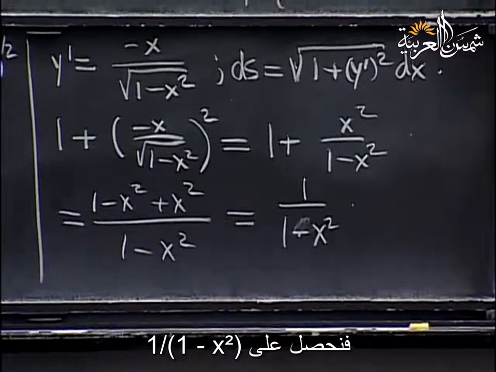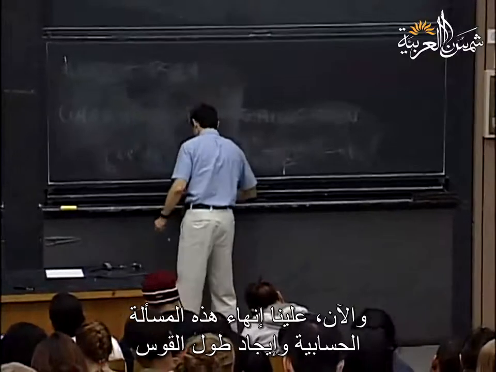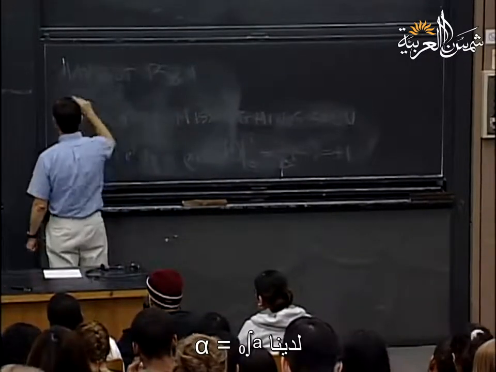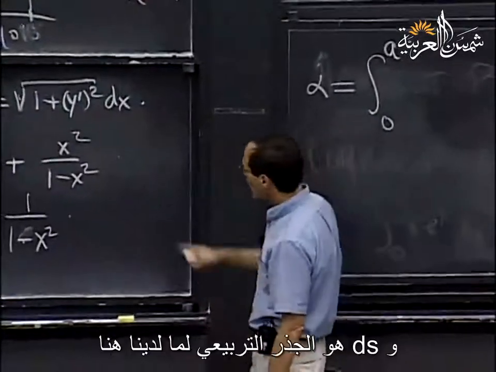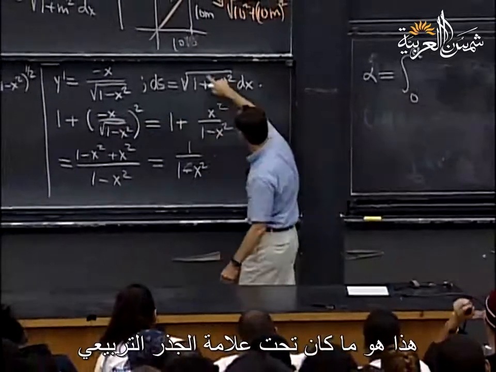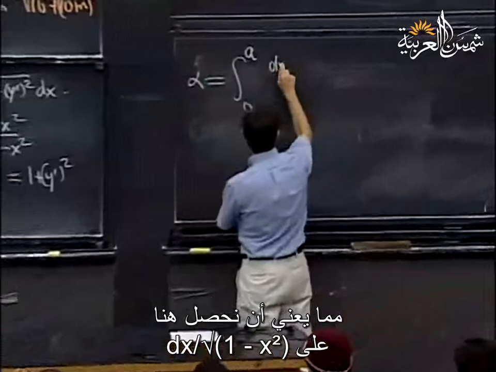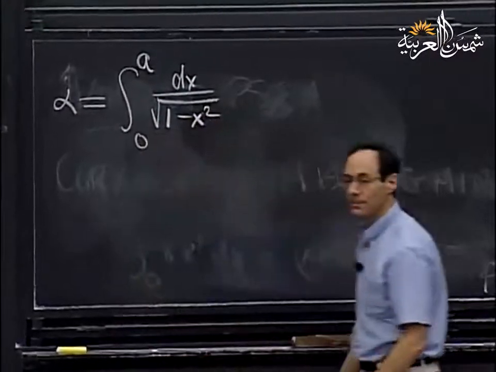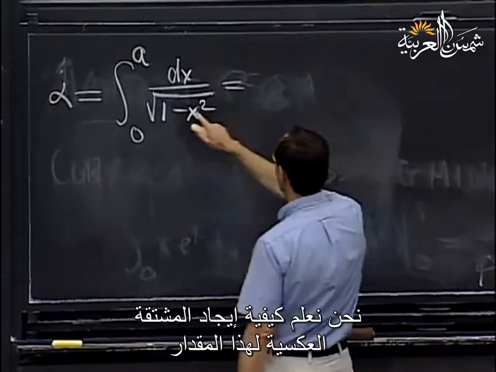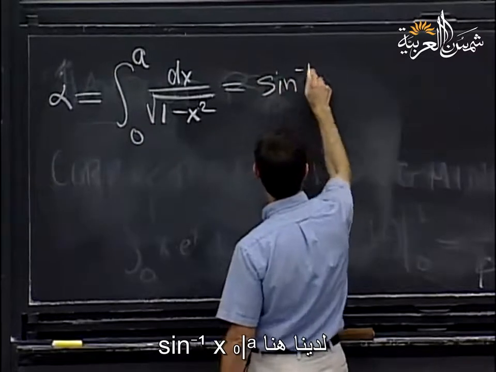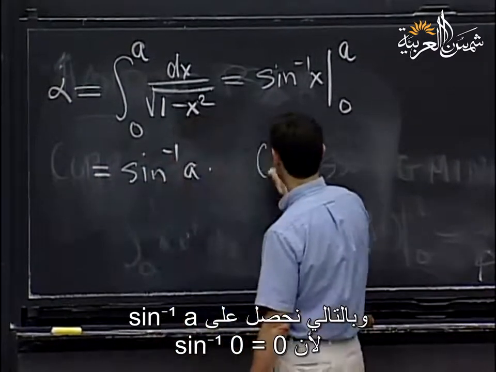All right, so now I get to finish off the calculation by figuring out what the arc length is. This alpha is equal to the integral from 0 to a of ds. It's going to be the square root of what's underneath the square root sign, 1 plus y prime squared. I have to take the square root of that, so what I get here is dx over the square root of 1 minus x squared. And now we recognize this. The antiderivative of this is something that we know. This is the inverse sine, evaluated at 0 and a, which is just the inverse sine of a, because the inverse sine of 0 is equal to 0.